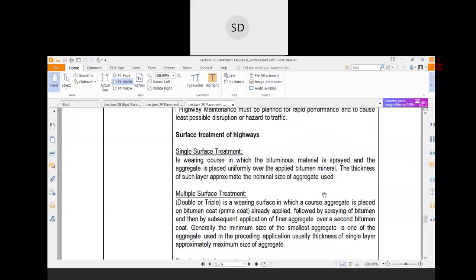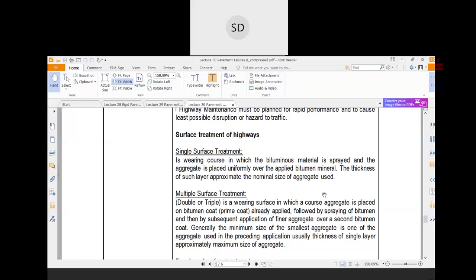Now, surface treatment of the highways. There are different types of surface treatment. The first one is single surface treatment. Surface treatment means you have to treat the wearing course. The wearing course is one in which the bituminous material is spread and the aggregate is placed uniformly over the applied bituminous material. The thickness of such a layer is approximately the nominal size of the aggregate used. So whatever material you have used in the surface course, the thickness of the wearing course must match the size of the material you have used.